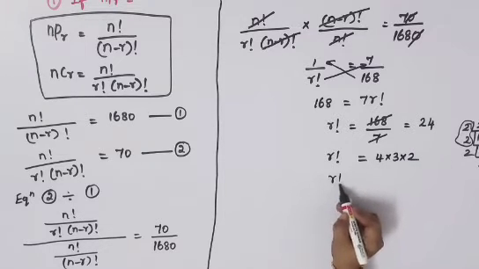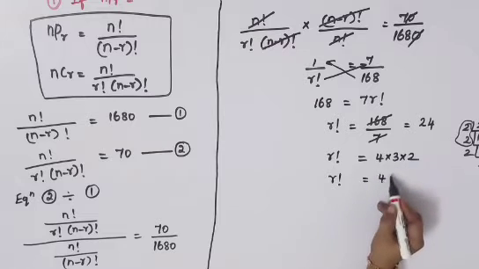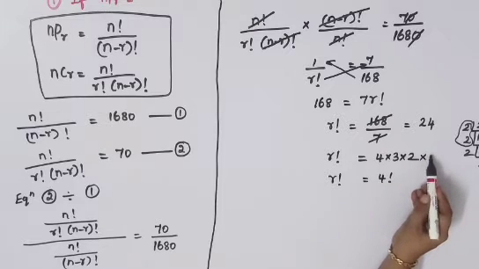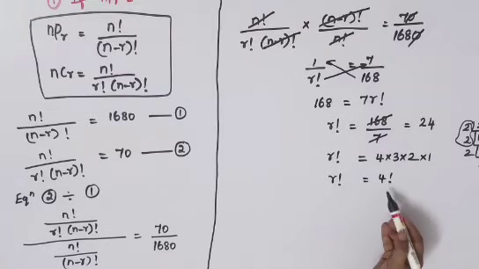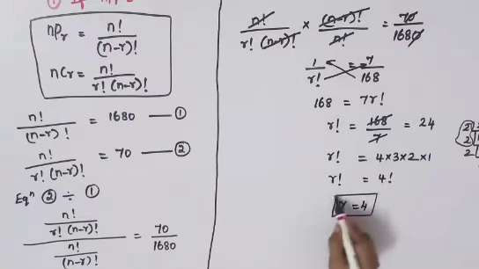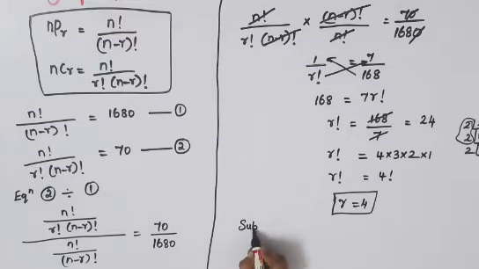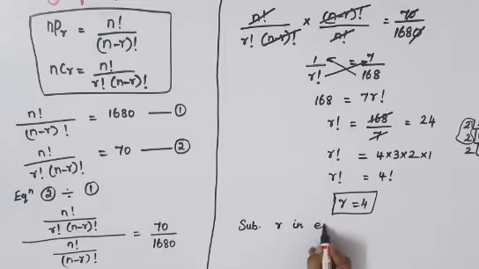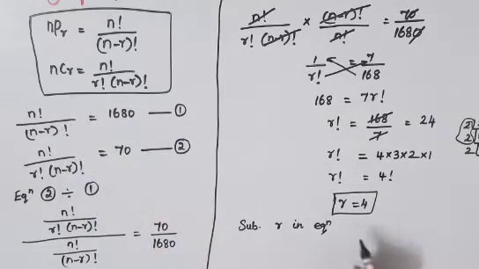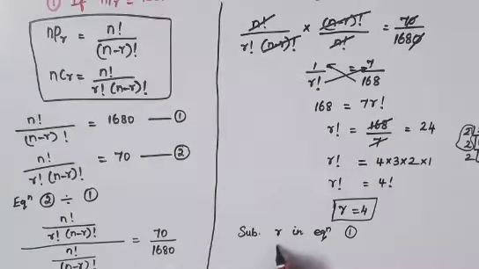So r factorial is equal to 4 factorial, because 4 factorial is 4 into 3 into 2 into 1. If you write the 1 or leave it out, no value changes. So r factorial is equal to 4 factorial, so r is equal to 4. Substituting r in equation, either in 1 or in 2. Equation 1 is the smallest one, so we'll go to 1.